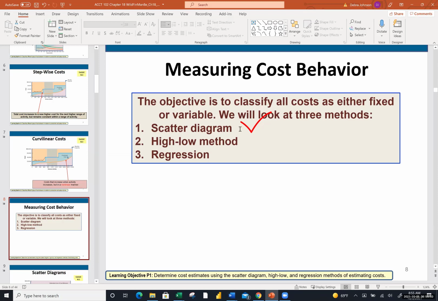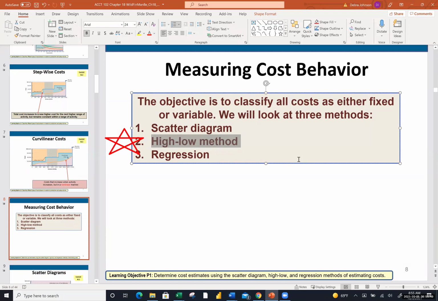The goal is to try and draw a line through as many of the midpoints of the dots as you can. We're not going to worry about that. We're going to use probably the easiest and a mathematical-based approach, which is called the high-low method. I think our first homework problem is on that.